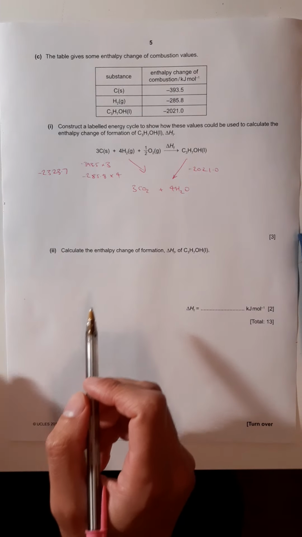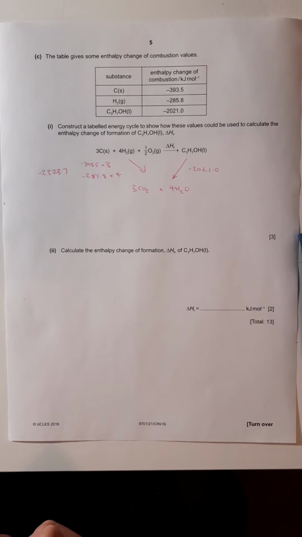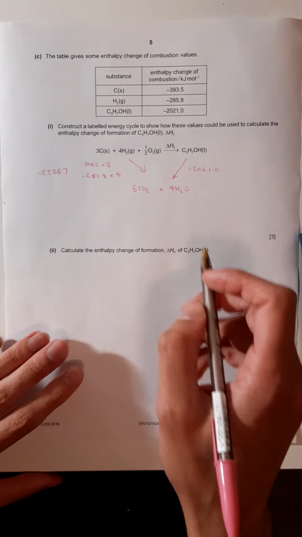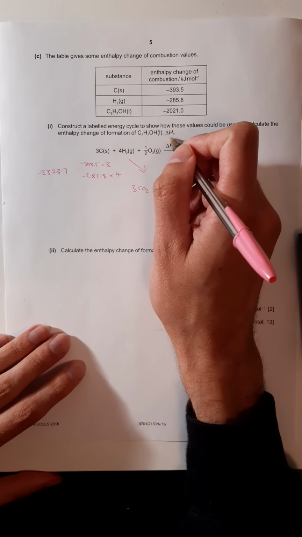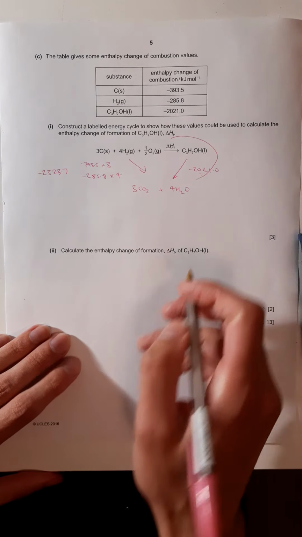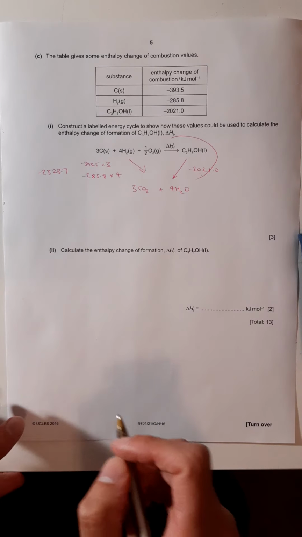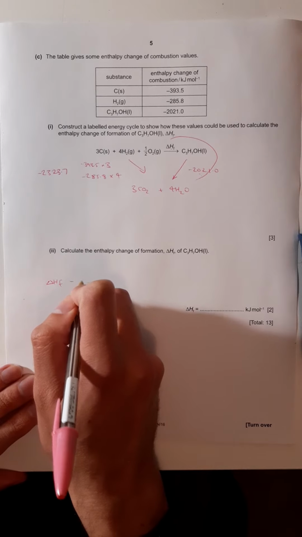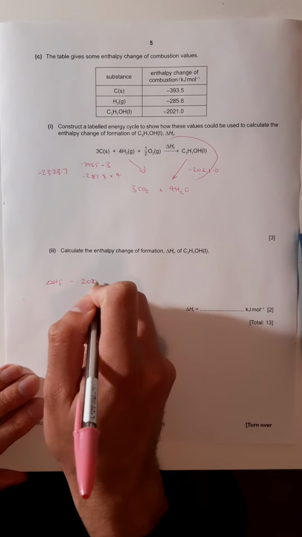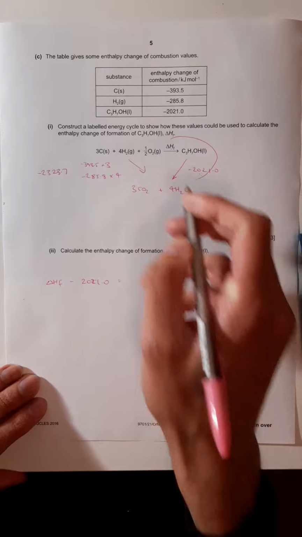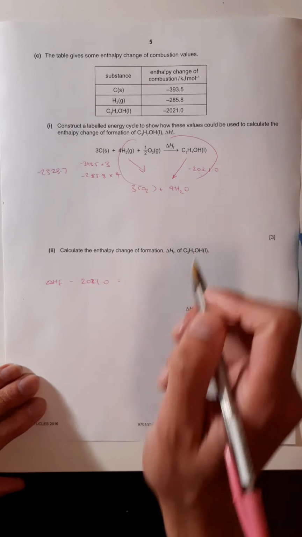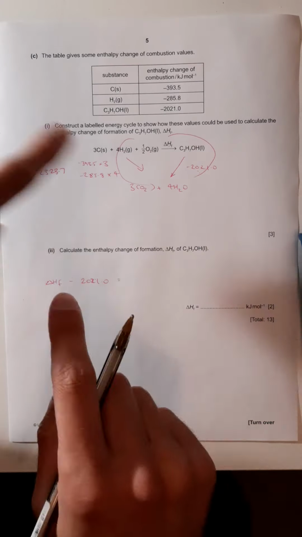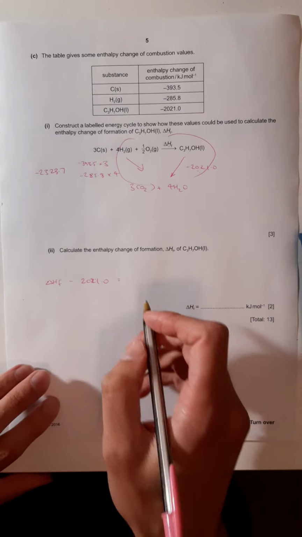The next part is to calculate the enthalpy change of formation then. And when I do this, I look for the arrows in the same direction. So the delta HF and the minus 2021, they're in the clockwise direction. So I'm going to put them on one side of my equation. And they're going to equal the arrow going in the other direction, because that's what Hess's law says. It's regardless of the route we take, the energy change is going to be the same.